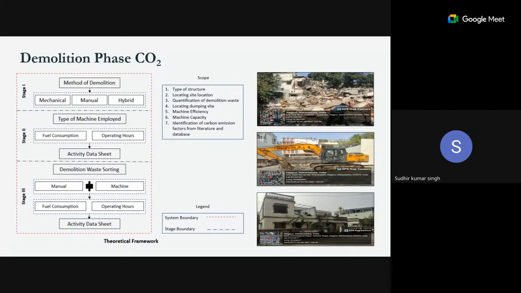Stage 1, stage 2, stage 3, as I just told you. Stage 1 is the method of demolition. Stage 2 is the machine which you are employing. Stage 3 is how we are sorting that particular demolition waste. Let us make it clear that when I am talking about demolition phase CO2, I am not talking about the complete components of the building. I am only talking about the masonry and the concrete which is coming out of the building, or the ceramic material, probably the tiles. I am not talking about the doors, windows, roofing sheet, the plumbing materials, etc.